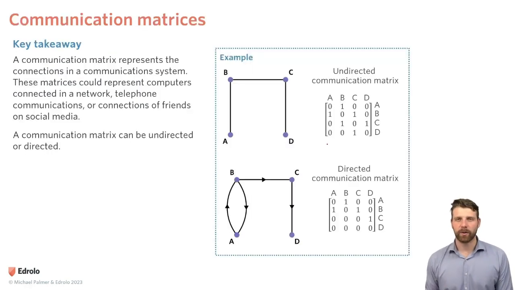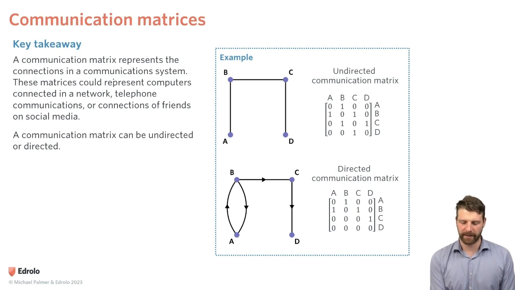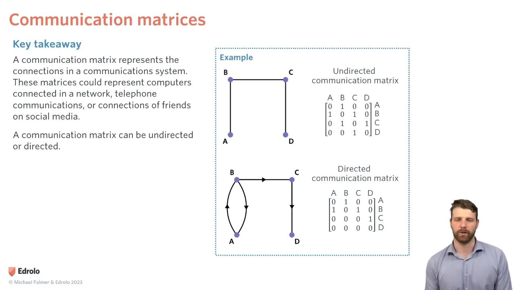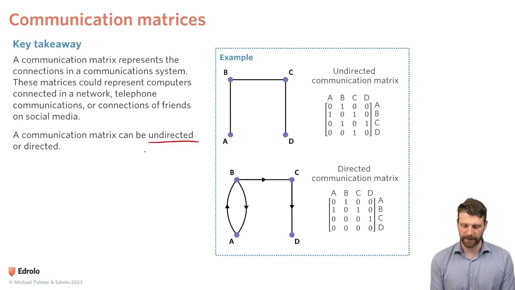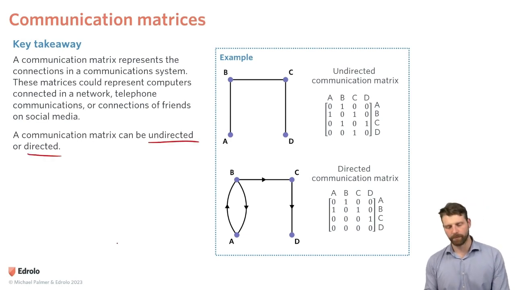Okay, our key takeaway today about communication matrices is that a communication matrix represents the connections in a communication system. So this could be like computers talking to each other, or telephone communications, or just connections on social media. A communication matrix can be undirected or directed. So let's have a look here.